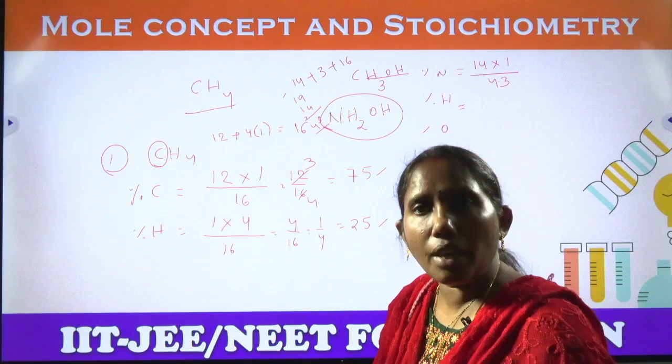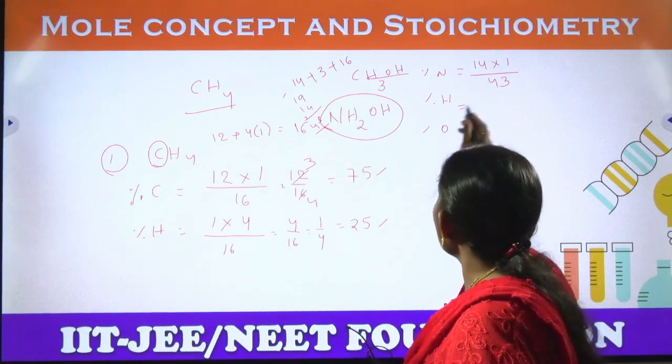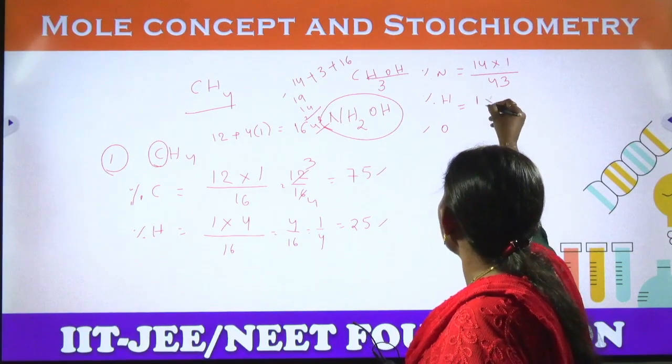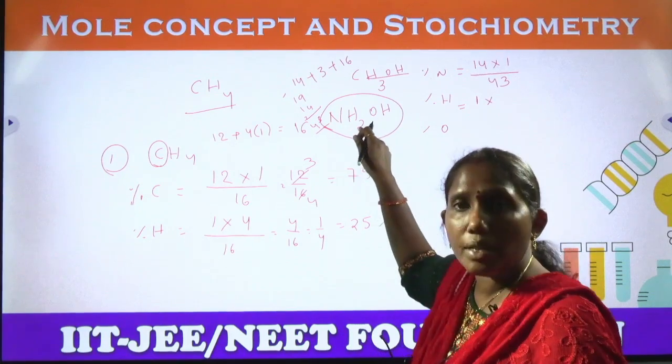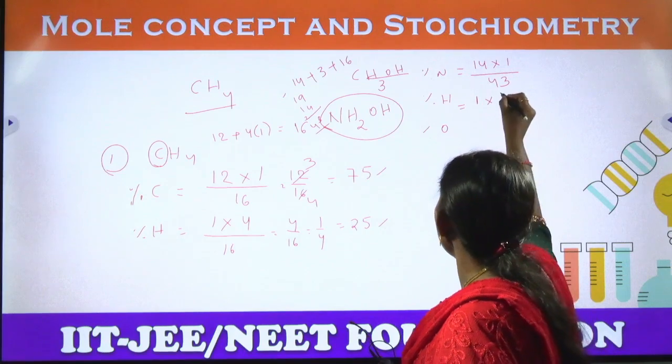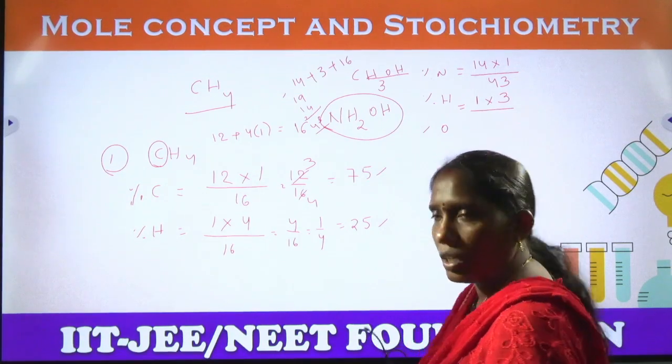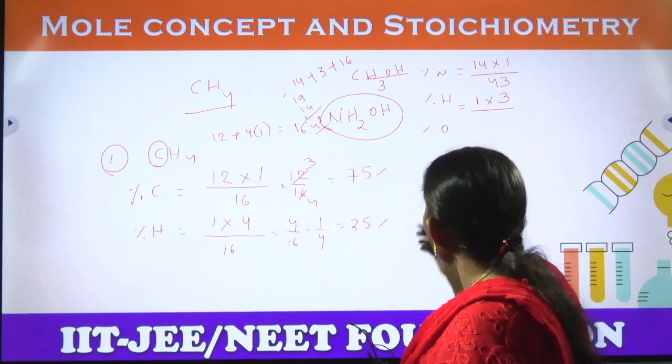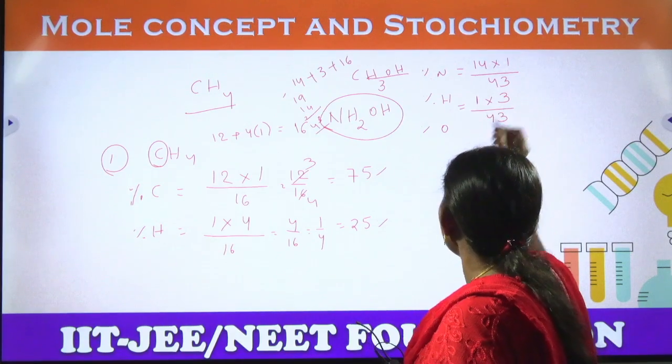Like that only, we take the percentage of hydrogen. What is the atomic weight of hydrogen? It is 1, into how many hydrogen atoms are there in the given molecule? 2 hydrogens here and 1 hydrogen here. In total we have 3 hydrogens. So 1 into 3, divided by the molecular weight of NH2OH, which is 43.